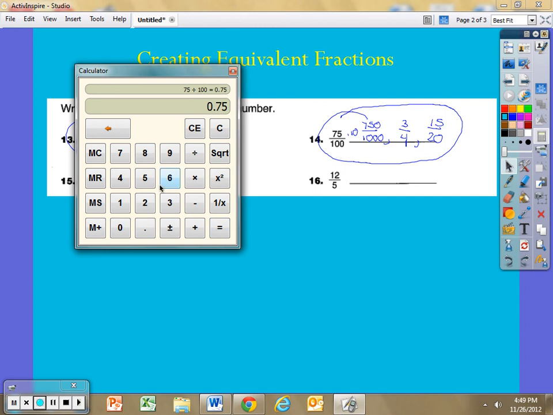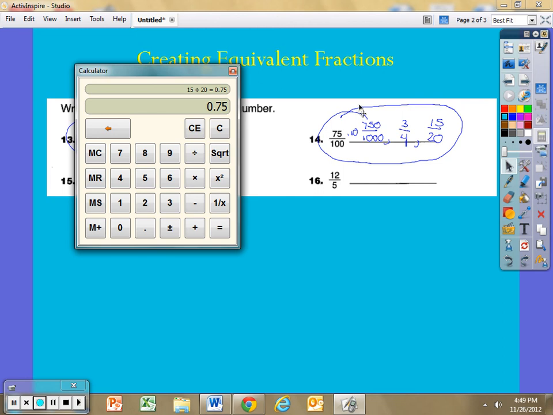Okay, let's see. What is 750 divided by 1,000? Hey, that's 75 hundredths, or 75%. Let's do 3 divided by 4. Hey, that's 75 hundredths. What is 15 divided by 20? Hey, that's 75 hundredths. There's another way to check to make sure all your fractions are equivalent, because they should convert to the same decimal, same percent.